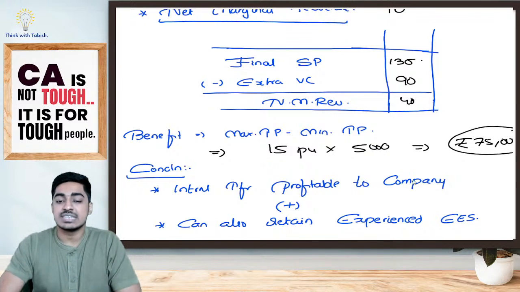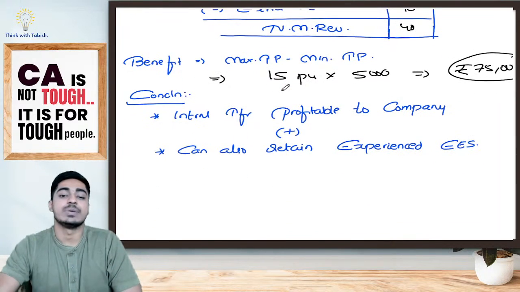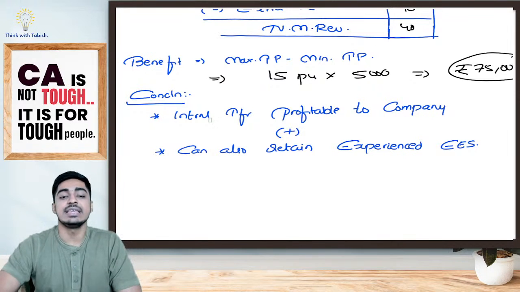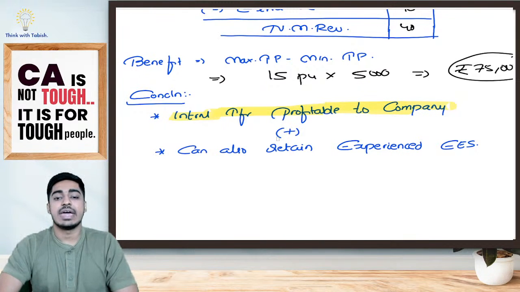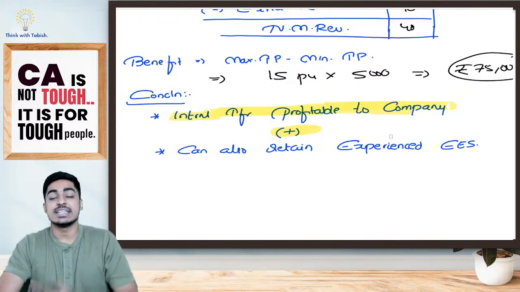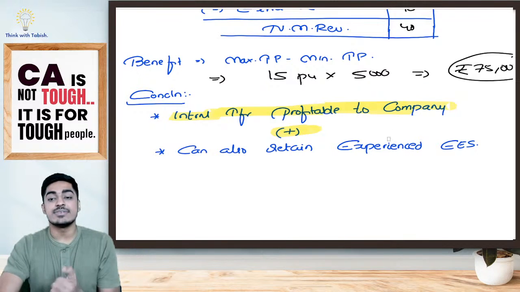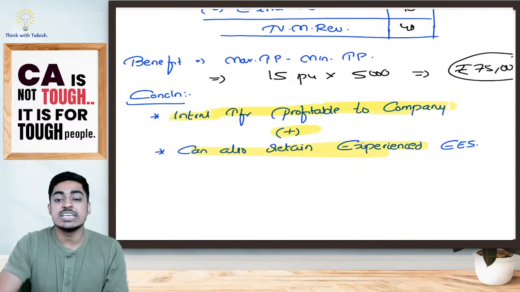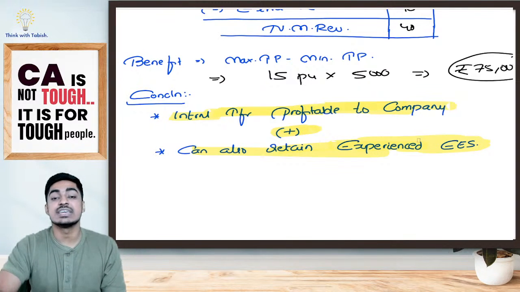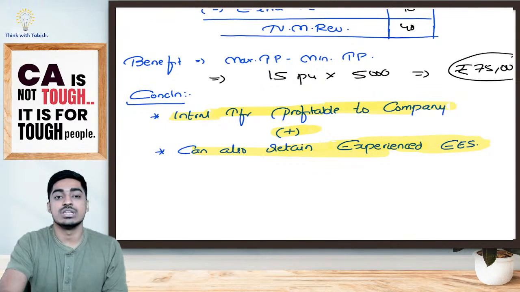Ideally, the company is telling that transfer should happen. What is the conclusion we are telling? Internal transfer should happen. It is profitable to the company, and if it happens, yes, we can save 75,000. We will earn 75,000 rupees in profit. That is one impact. Again, we can retain the experienced employees as well. That is the second impact. Yes or no? That is what is given here.